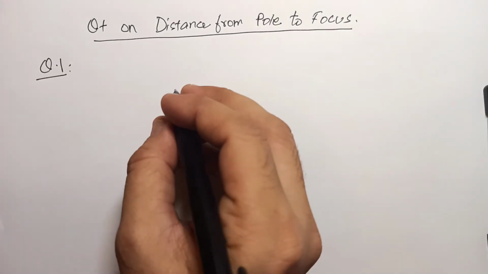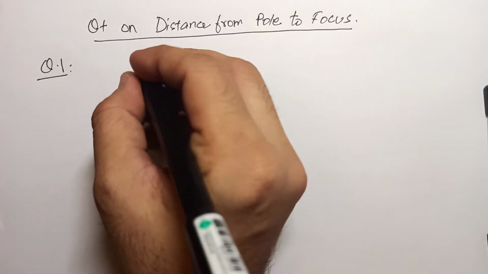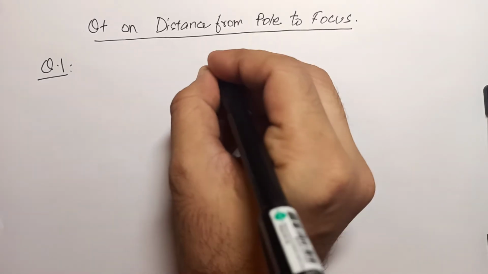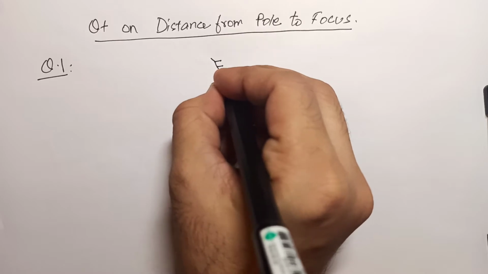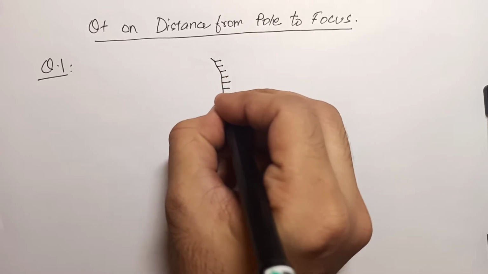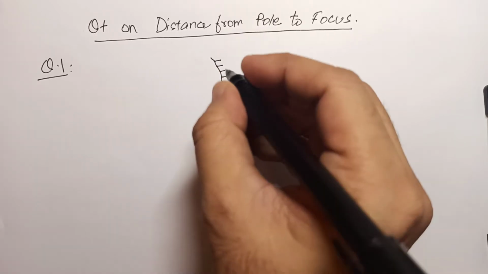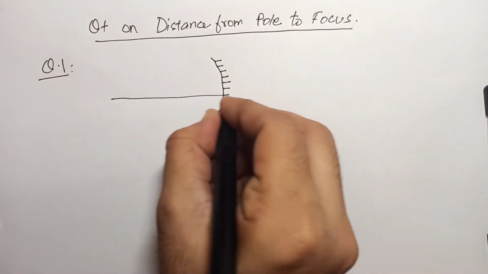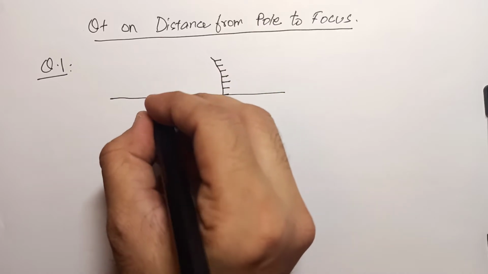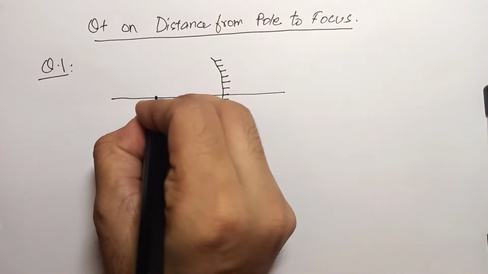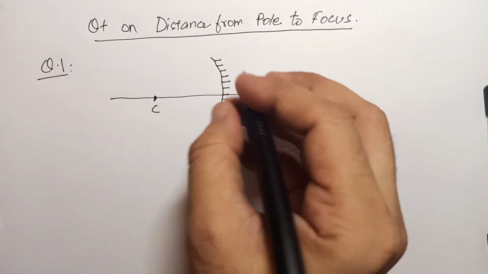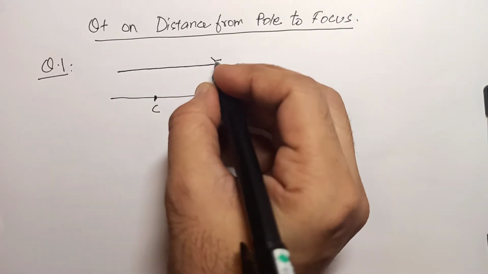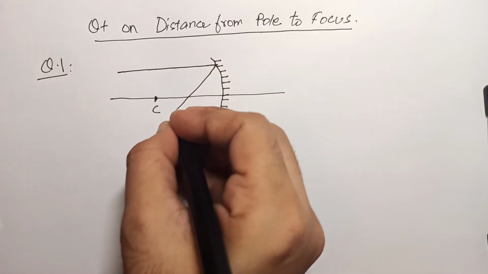So let's do a question on distance from pole to focus. The question says, this is a spherical mirror and this is the principal axis. This is C, and the ray of light is coming this way. Okay, it's passing through this.